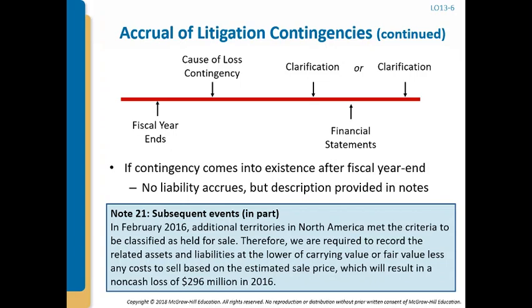So you see the situation here. In February 2016, additional territories in North America met the criteria to be classified as held for sale. Therefore, we're required to record the related assets and liabilities at the lower of carrying value or fair value less any cost to sell based on the estimated sales price, which will result in a non-cash loss of $296 million in 2016. So this would be in this company's 2015 notes to the financial statements.